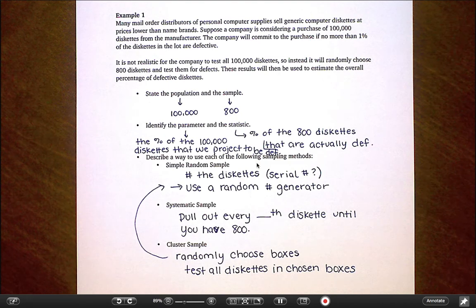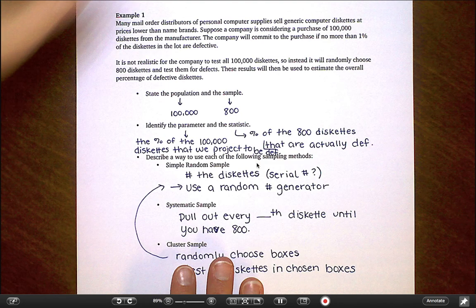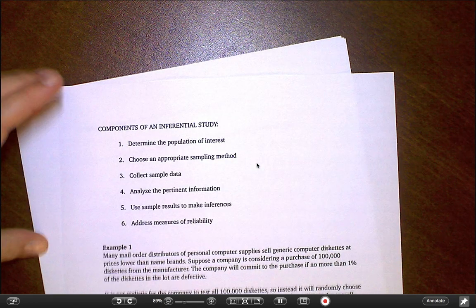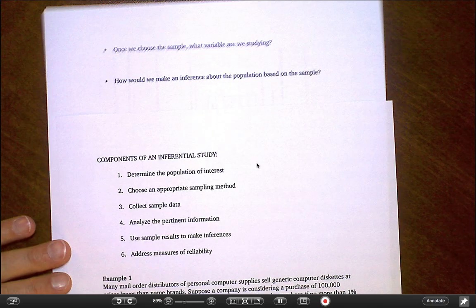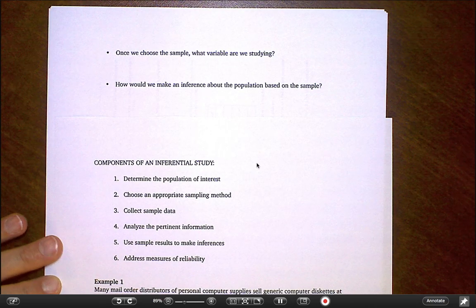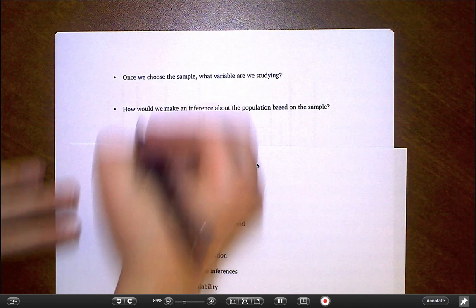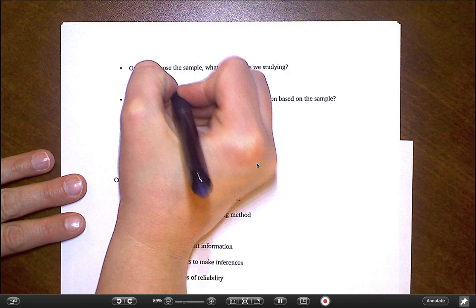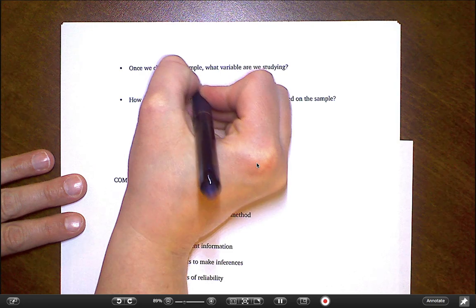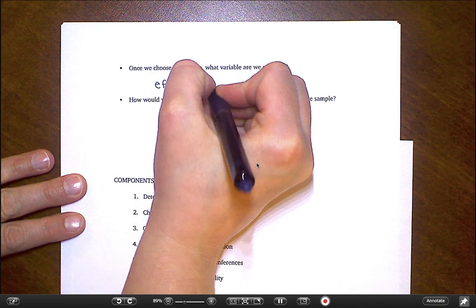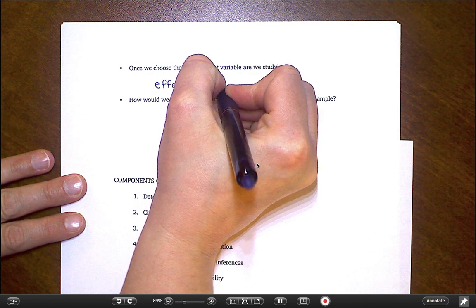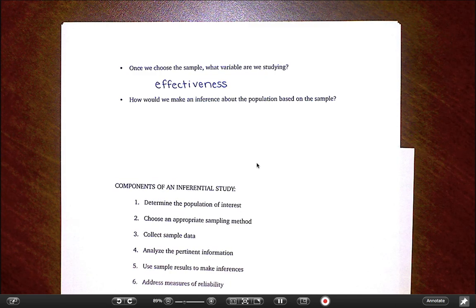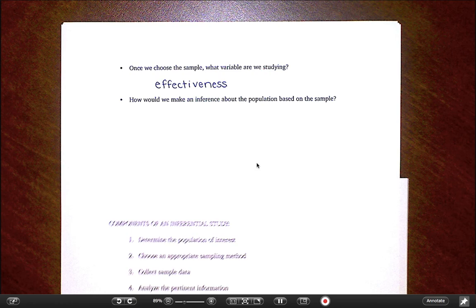Okay. What are my next questions here? I don't remember. So once we choose the sample, what variable are we studying? What are we trying to find out about these diskettes? We're trying to find out whether or not they're effective. So I'm just going to say effectiveness. And then how would we make an inference on the population based on the sample?